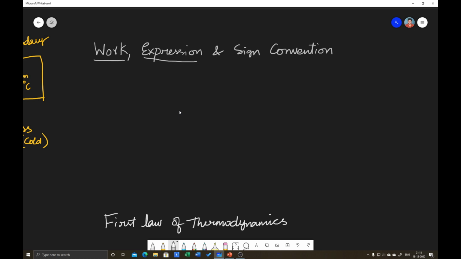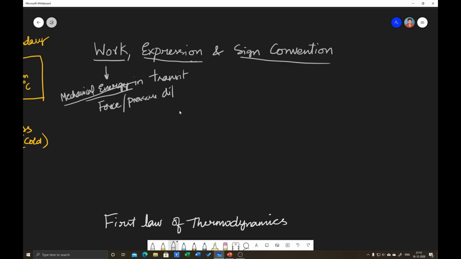Next we will see what work is, the expression to calculate work, and its sign convention. So work is also energy in transit. It is also measured whenever energy is flowing across the boundary. Here this energy is mechanical energy, and this difference in energy occurs due to force or pressure difference.